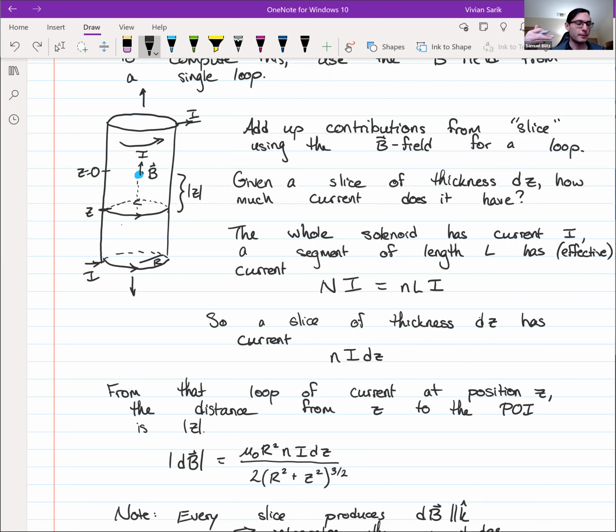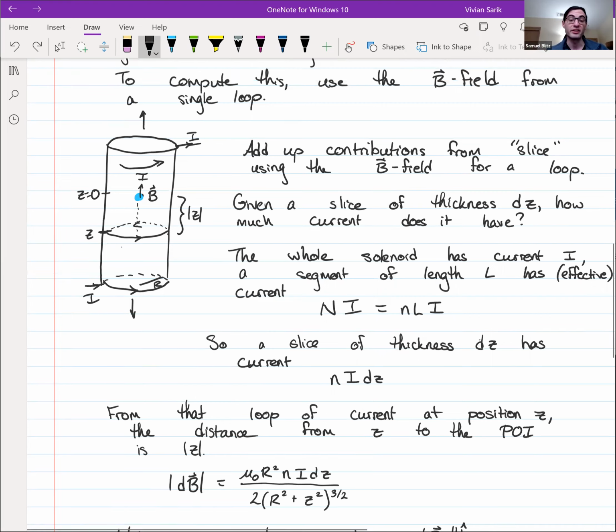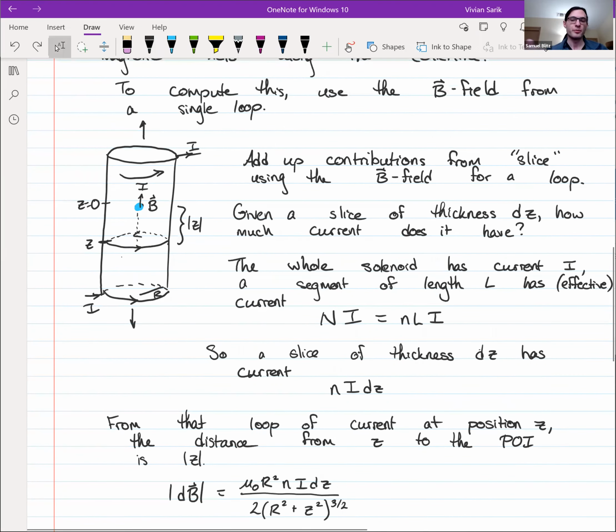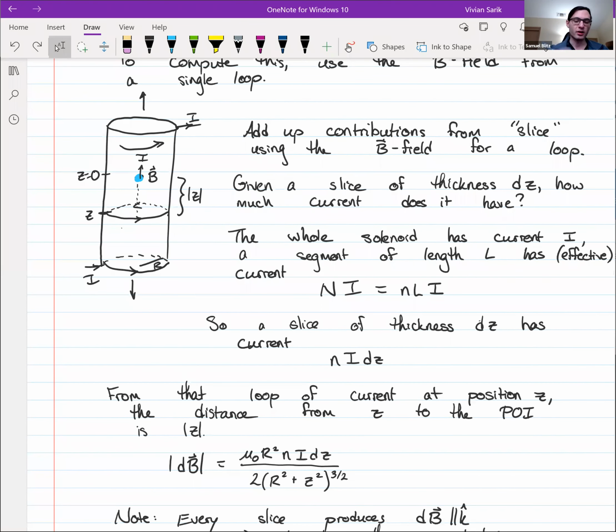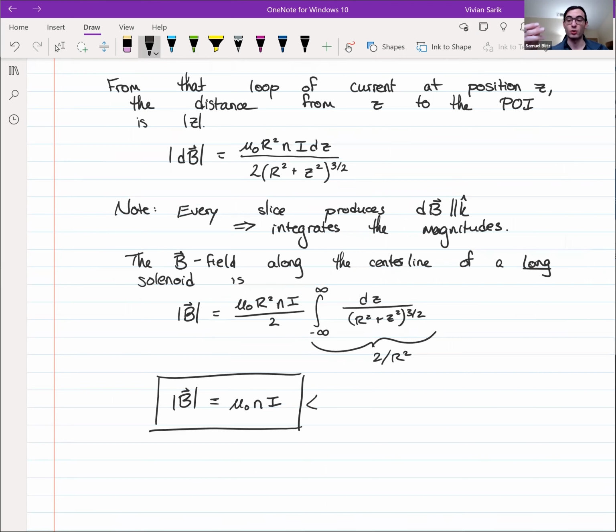The reason why is basically, and we will explain this in more detail later, that the magnetic field doesn't depend on the size of the solenoid. So it shouldn't matter where, like the magnetic field in the center doesn't depend on the radius of the solenoid.